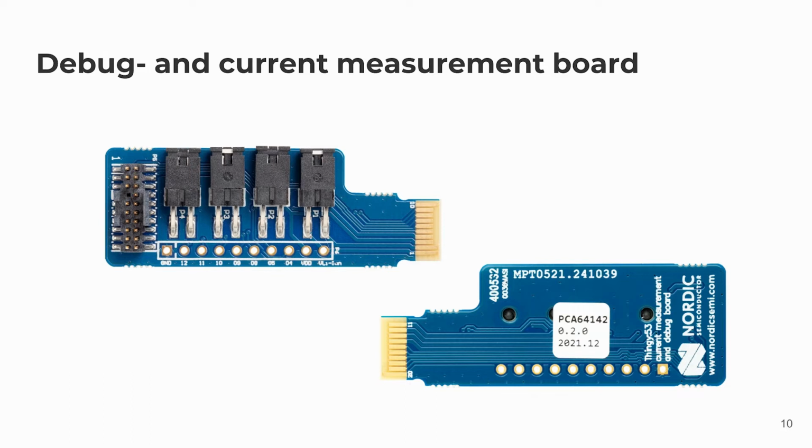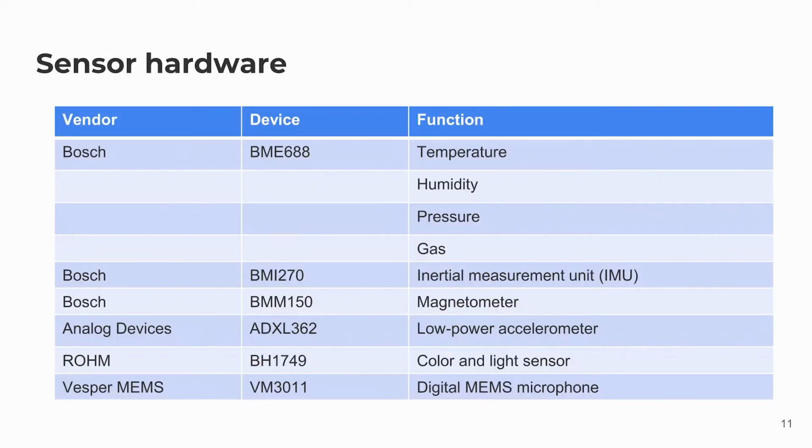The BME688 is the temperature, humidity, pressure and gas sensor delivered by Bosch. Bosch has also delivered the inertial measurement unit, which is the gyroscope and accelerometer. They have delivered the magnetometer, and then we have a low power accelerometer, which is the Analog Devices ADXL362, and then we have the ROHM BH1749 color and light sensor, and Vesper MEMS have provided the VM3011 digital MEMS microphone. So that's the gist of the hardware that we've integrated into the Thingy53.